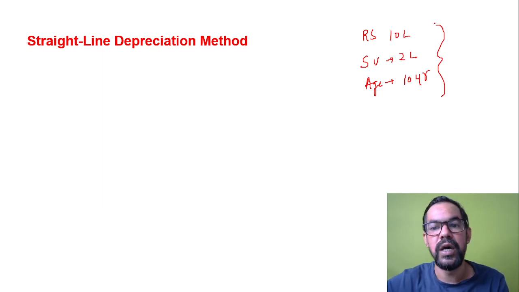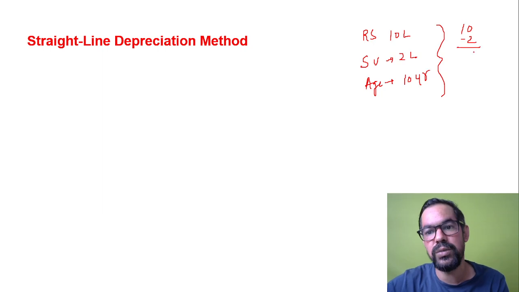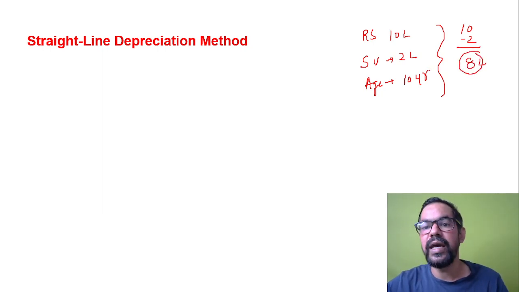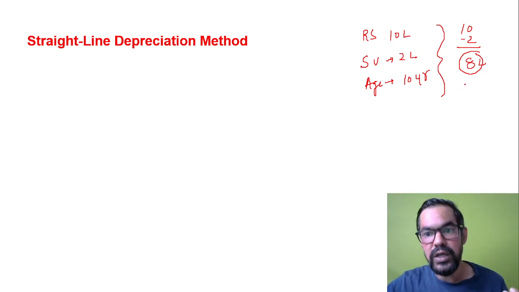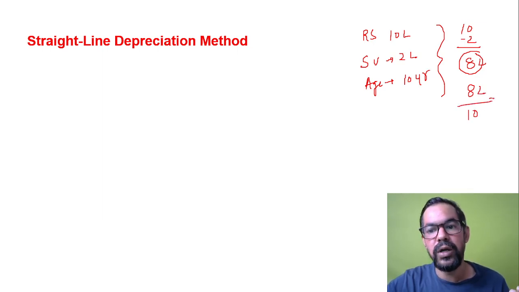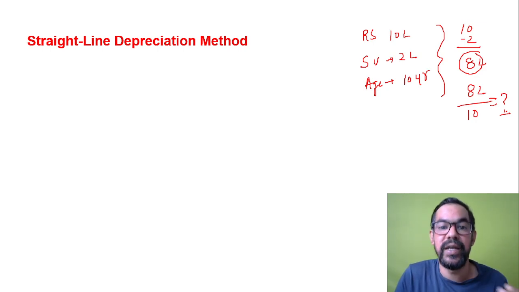So first, 10 lakh minus 2 lakh. You have to subtract this, and your value is 8 lakh rupees. Now the age of this machine is 10 years, so it is 8 lakh divided by 10. The outcome will be your depreciation for the next 10 years.